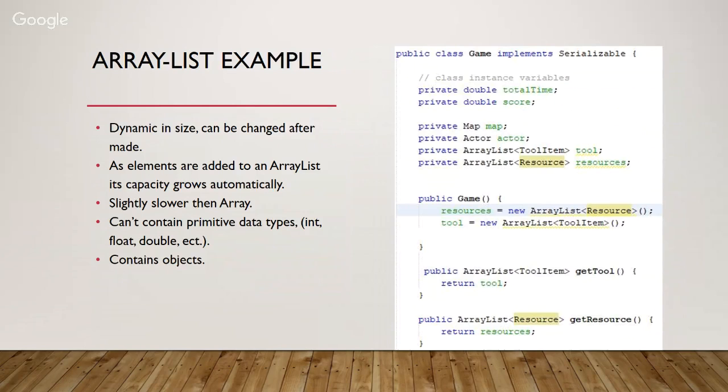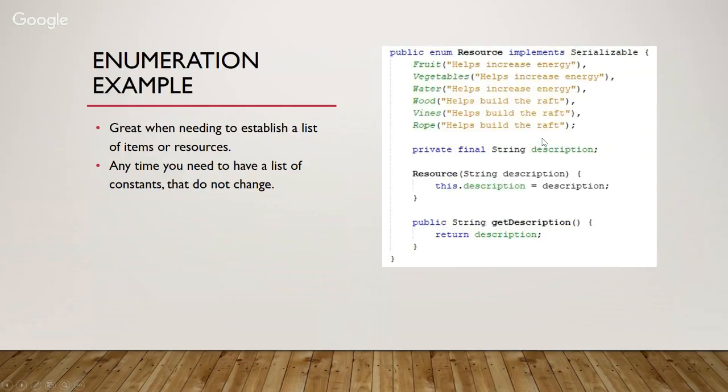So we'll see how that works with one of our enumerations. You can see here we have an ArrayList of Tool, Item, and Resource. These are our enumerations. Here you can see this is our public enum Resource right here. It's great when we need to establish a list of items or resources, anytime you need a list of constants that do not change. We'll see later on where we're accessing this enumeration. These are the names of the enumerations, and then here we have the descriptions for the enumeration.